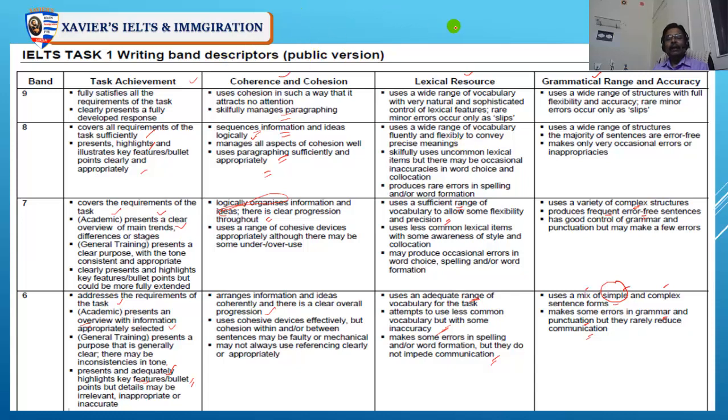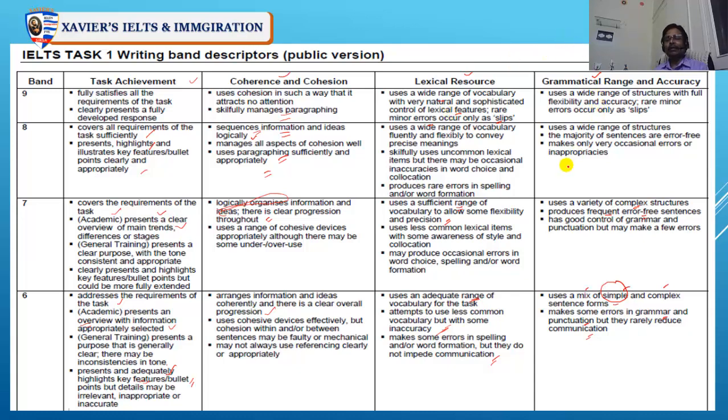Then in band 9, what it's saying is, use a wide range of vocabulary with very natural and sophisticated control of lexical features. Rare minor errors occur only as slips. Slips means by mistake, by chance. It is not a deliberate mistake. It's a mistake which occurred maybe due to overlooking, or it's an unknown mistake, right? We can't say that it's a deliberate mistake here. It's a slip. So you are going to get band 9 for lexical resource.